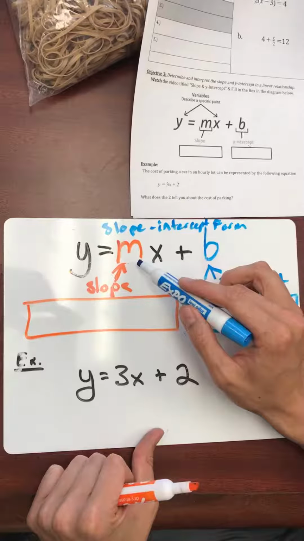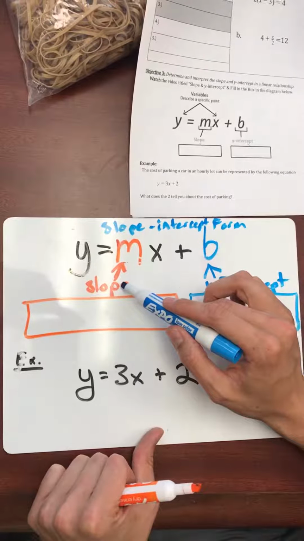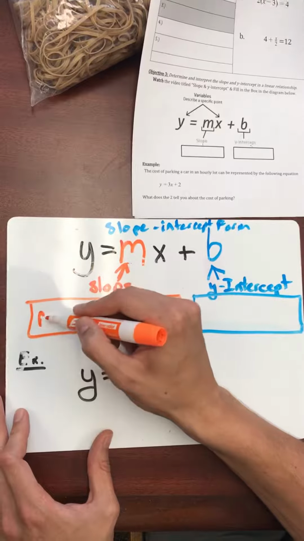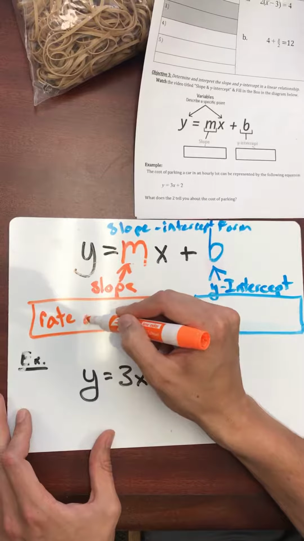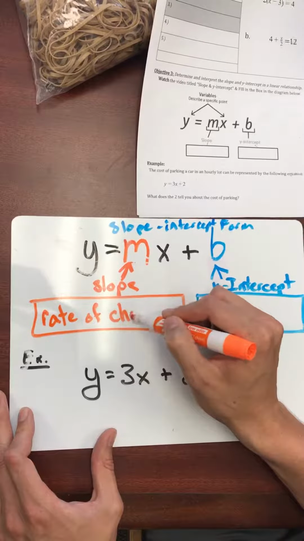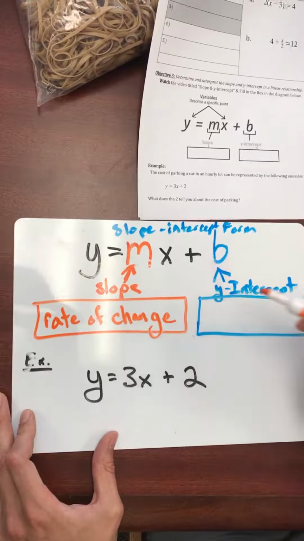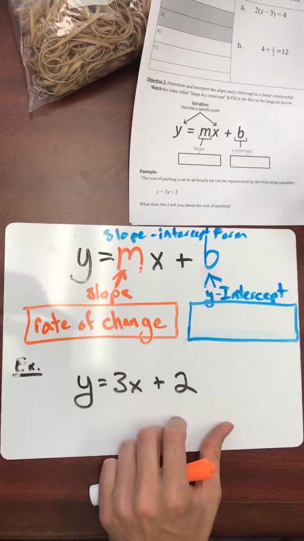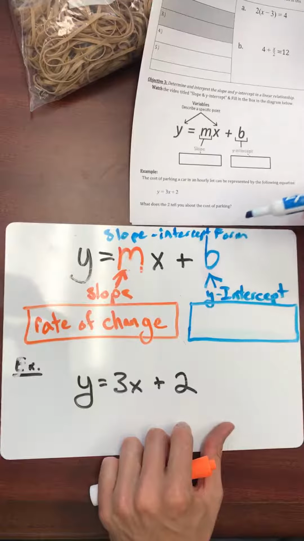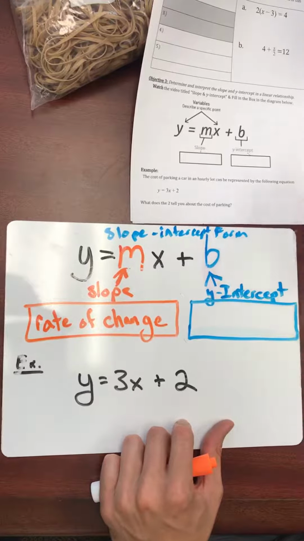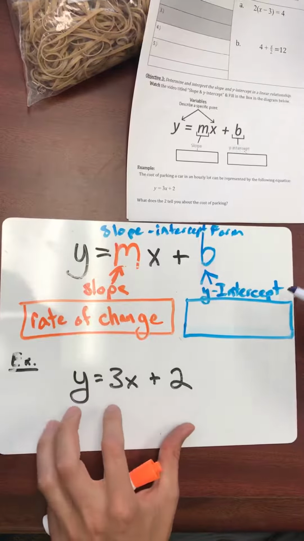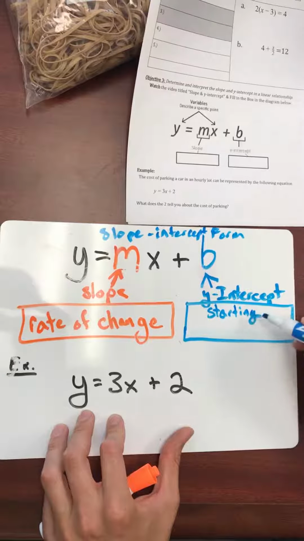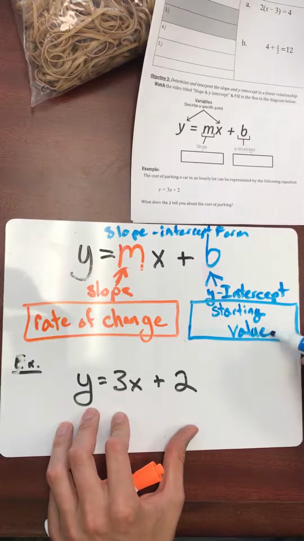We should remember m represents slope, but in a real world context, we call that the rate of change. So you can write this down in that box on your study guide. The rate of change is what is changing in that situation. In slope-intercept form, the b represents your y-intercept. In the real world, we call that your starting value, or initial value.